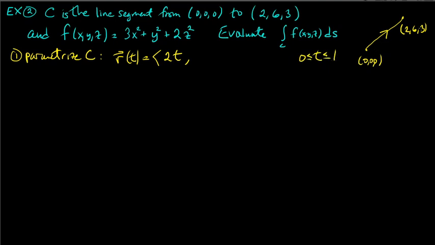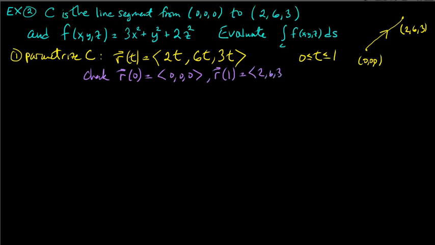Now the y is going from 0 to 6, so that's going to be 6 times t. And then z is going from 0 to 3, so 3 times t. That should do it. As a check, if we plug in t equals 0, we just get the vector 0, 0, 0. That's the starting point. And if we plug in t equals 1, we get the vector 2, 6, 3, which is the ending point. So that's exactly what we needed. Again, for a straight line, it's usually pretty simple.